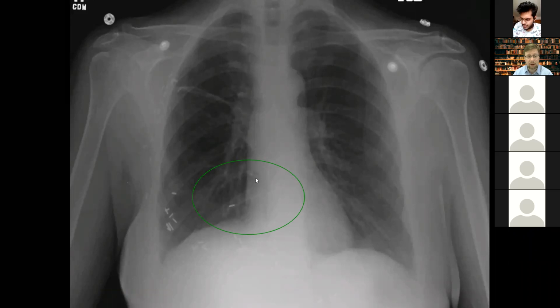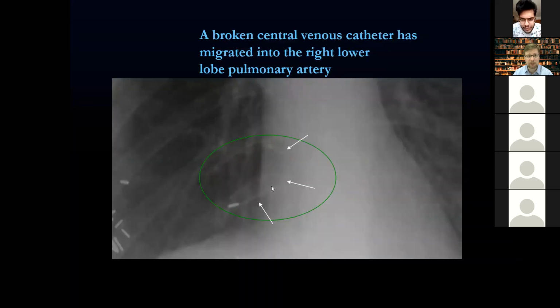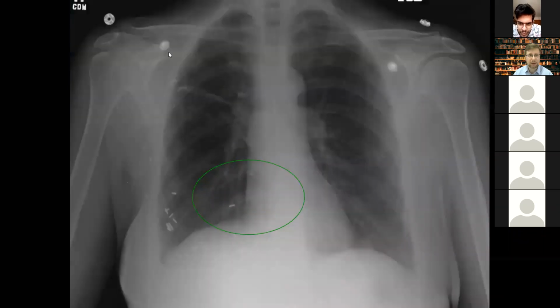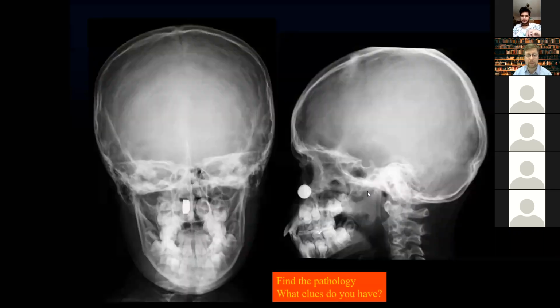If we look and magnify this region, we will see that this is a broken central venous catheter that migrated into the right lower lobe of the pulmonary artery. And these metallic parts that you saw are just parts of the upper clothes, which this patient forgot to take off. So this is not an abnormality, and the abnormality is actually here. Not very easy to detect. And this is a very easy to detect pathology. Right from the beginning, you can say the correct diagnosis.